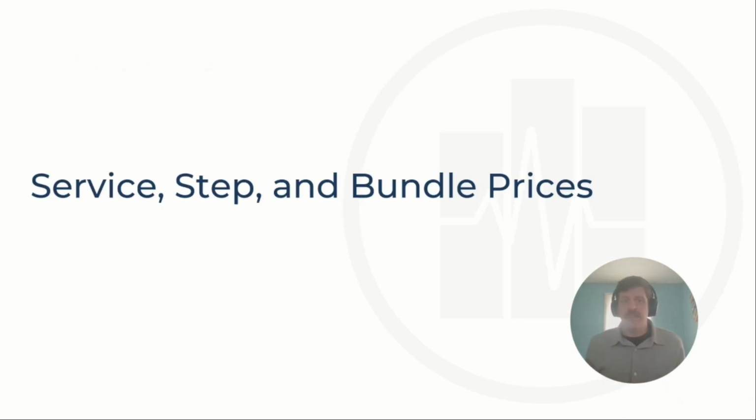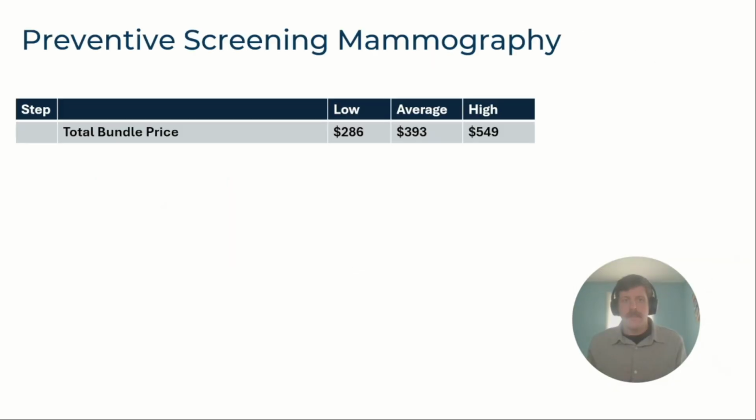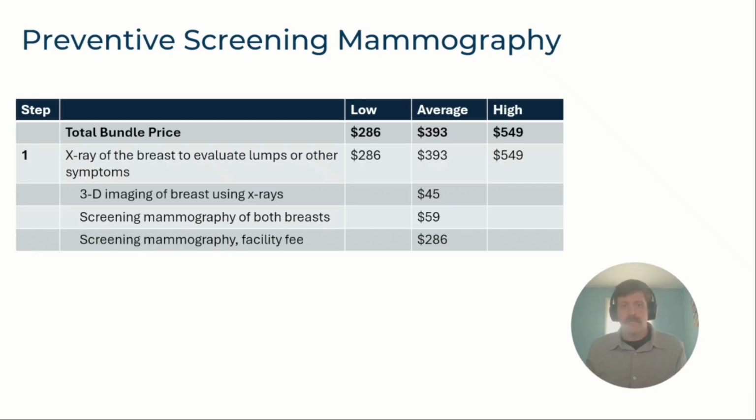Next, I'll show two examples of some service bundles on healthprices.org. The first one will be a simple one-step bundle for preventive mammography, and then I'll show a more complex bundle after that. The preventive screening mammography bundle is a one-step bundle with a nationwide average price of $393, a 25th percentile price of $286, and a 75th percentile price of $549.